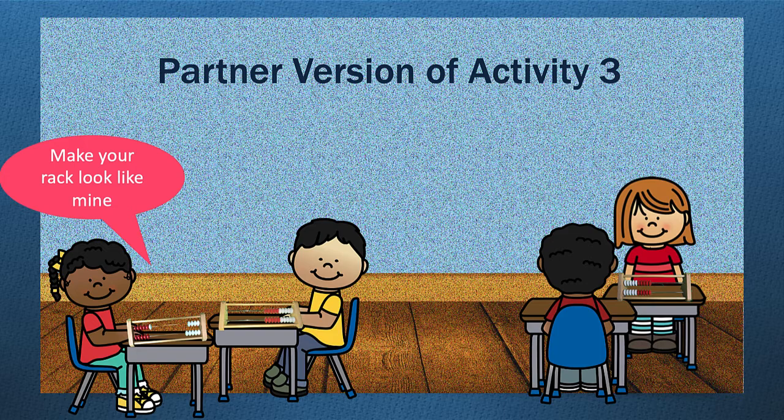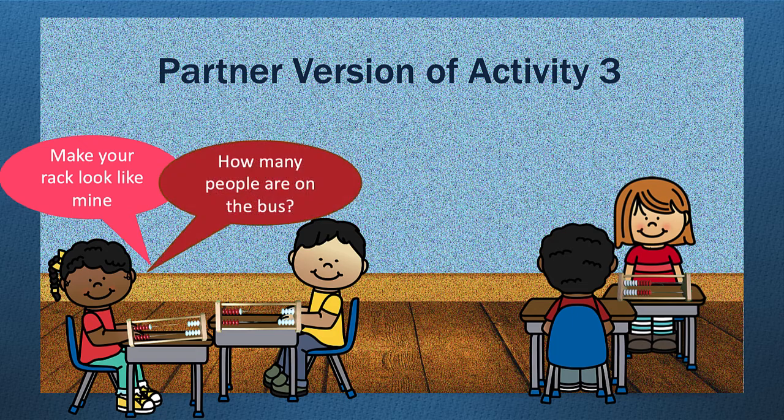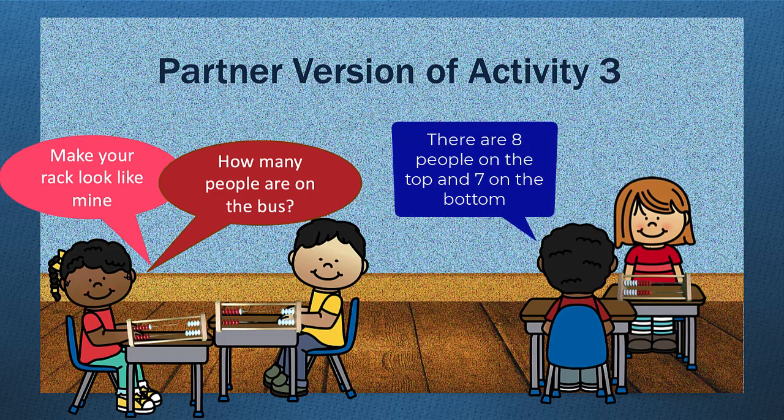Either one child uses his rack to show some configuration. The partner's task is to make his rack look exactly the same, to figure out how many are on the bus, and to explain how he figured it out. Or one child tells his partner how many people are on the upper deck of the bus and how many are on the lower deck of the bus, and the partner's task is to show that on his rack, to figure out how many people are on the bus, and to explain how he figured it out.